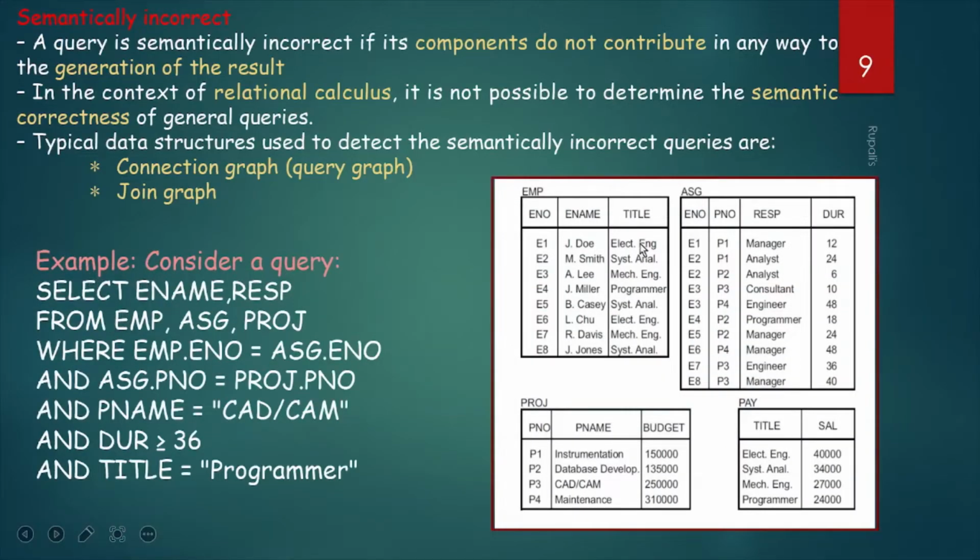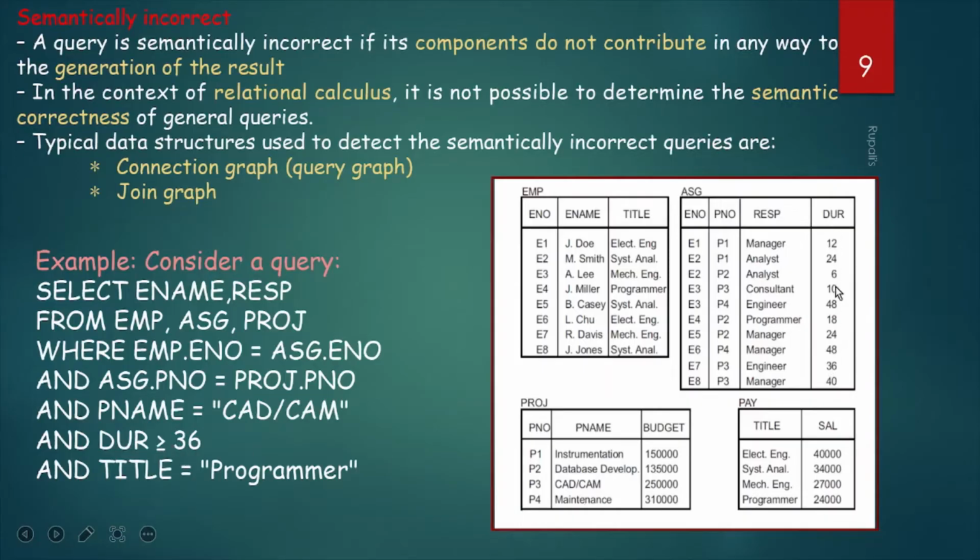Select ename, and responsibility, that is RESP, from EMP table, ASC table and project table, where emp.eno equals asc.eno, and asc.pno equals project.pno, and pname equals CAD or CAM, and duration greater than or equal to 36.